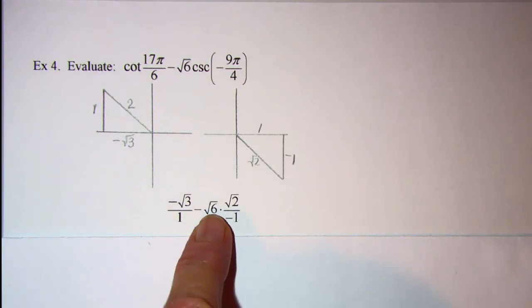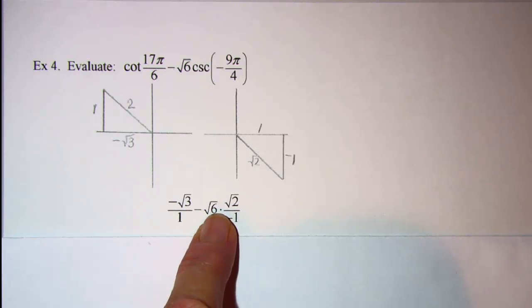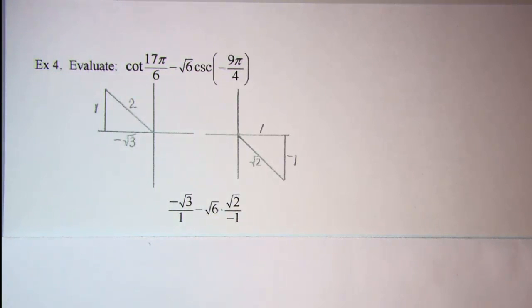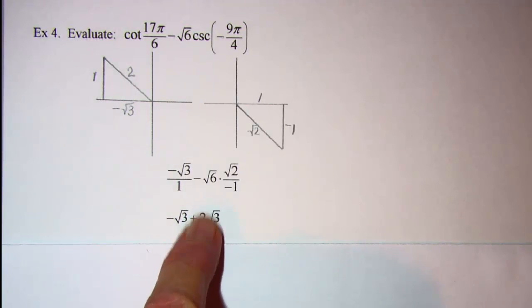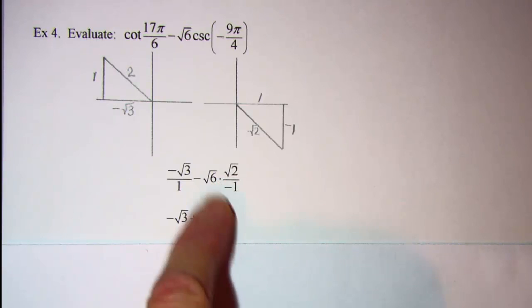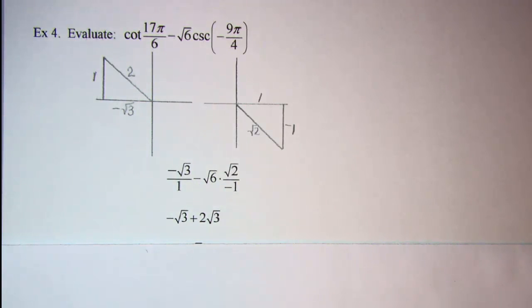Now we know that root 6 times root 2 is root 12, and that needs to be simplified because we can change that to the square root of 4 times the square root of 3. Square root of 4 I know is 2, so root 12 becomes 2 root 3. Notice the two negatives here became a positive. So I have negative 1 root 3 plus 2 root 3 gives me root 3.